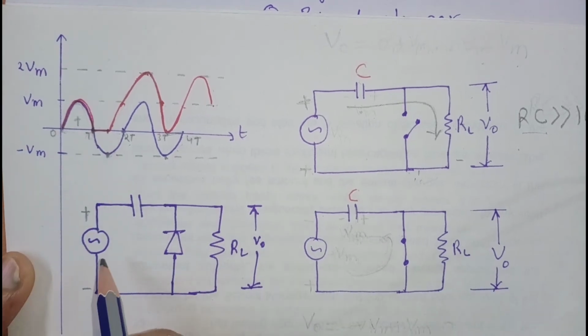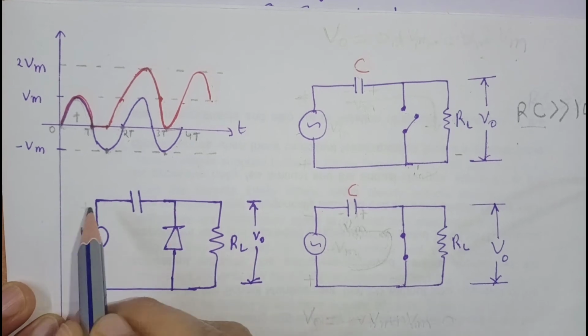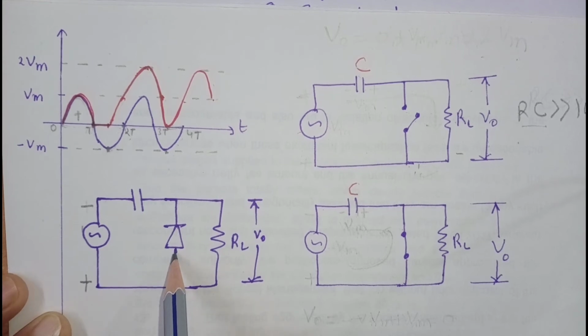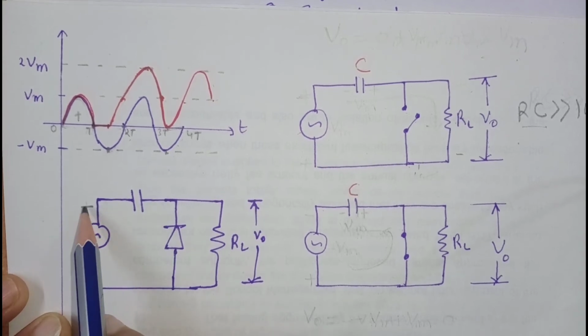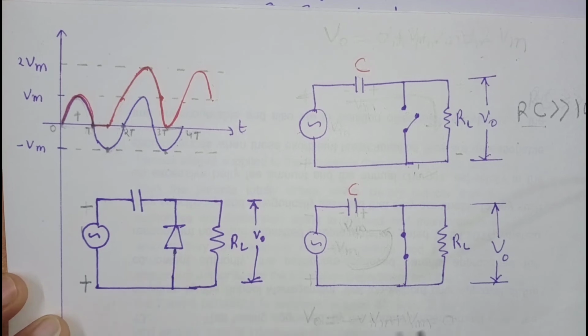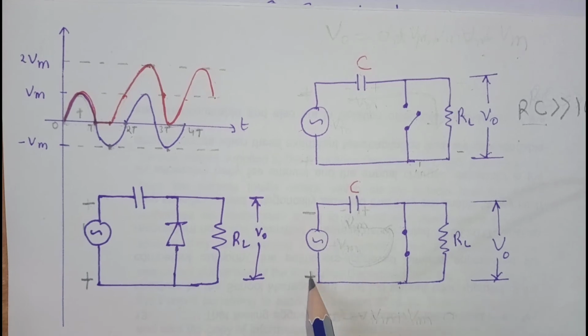Now during the negative half cycle, this terminal is negative and this terminal is positive. So in this case, this diode will be forward biased because negative is connected to the N region and positive is connected to the P region. So it will act like a closed switch, and the equivalent circuit will look like this one. This is negative and this is positive.